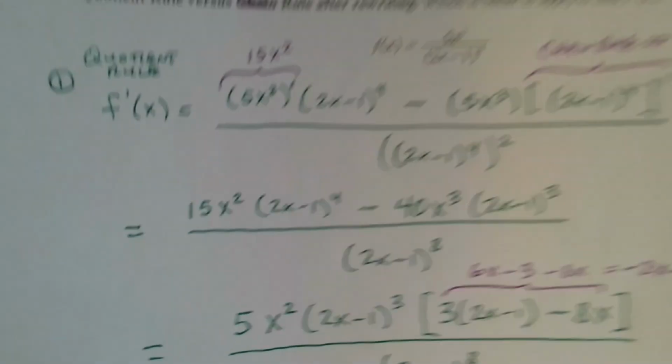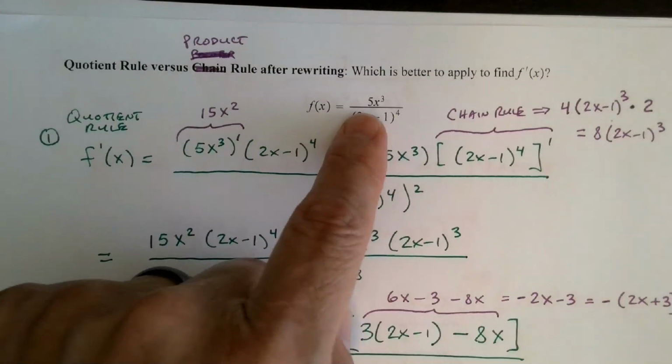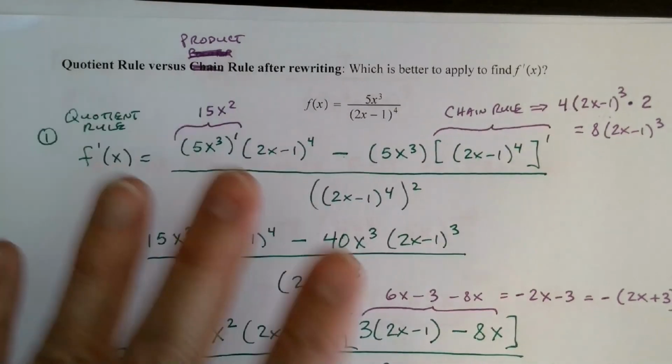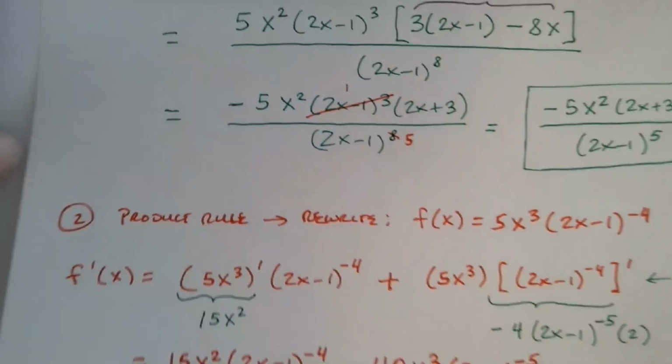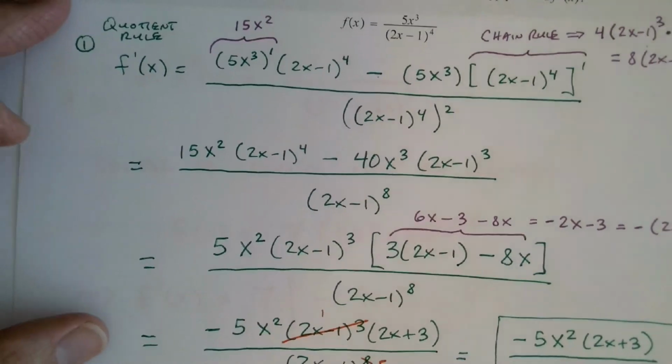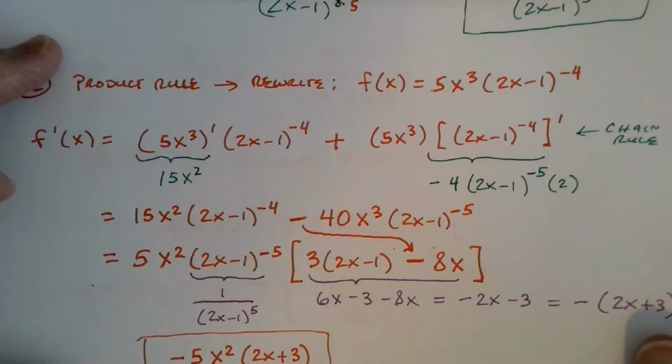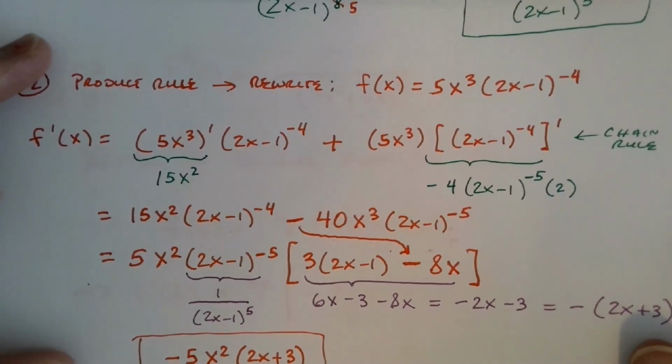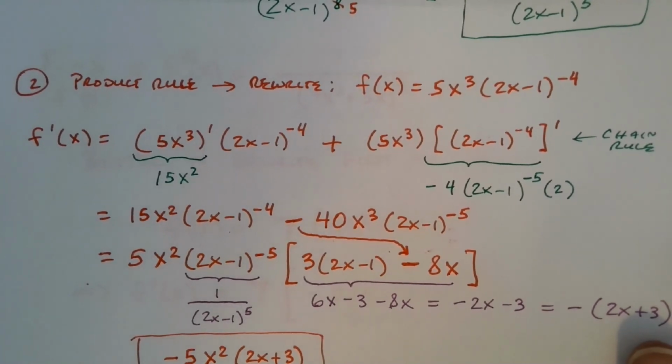Okay. But if the top function is also a function of x, then should we use the quotient rule or should we rewrite and use the product rule? It depends. I typically tend to shy away, if I can, from the quotient rule. So a lot of times I would do something like this as an alternative.